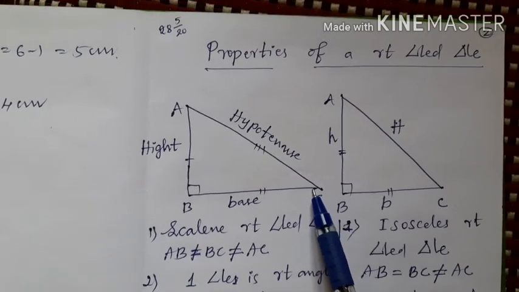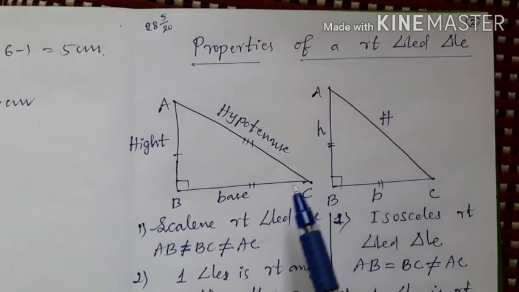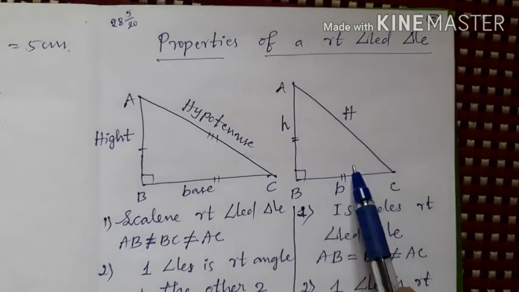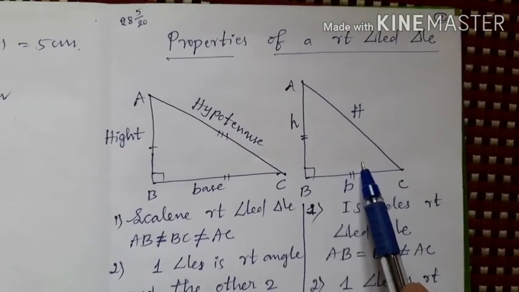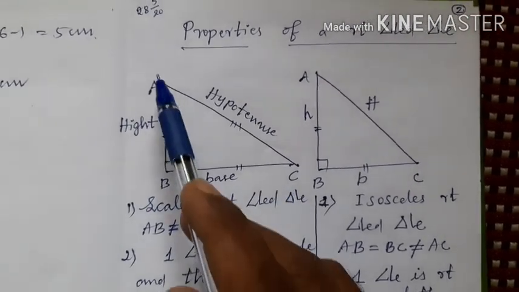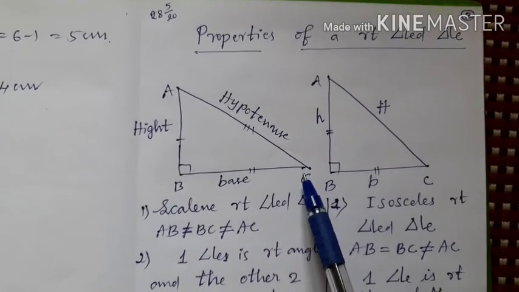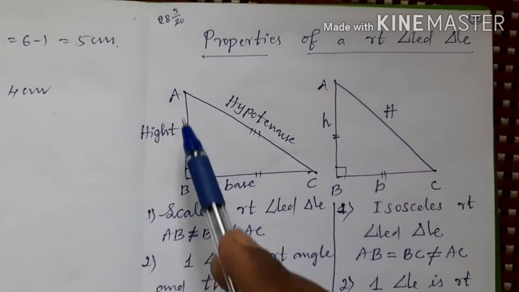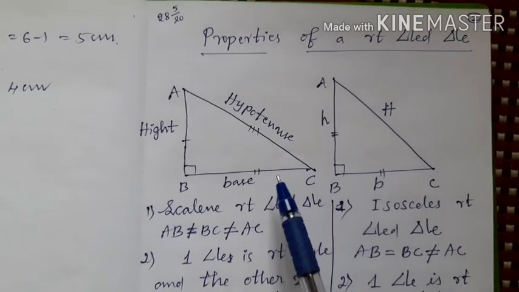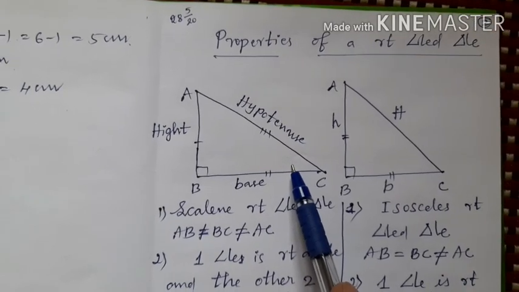There are two types of right angled triangles. They are the scalene right angled triangle and the isosceles right angled triangle. In a scalene right angled triangle, base, height and hypotenuse are not equal to each other, but one angle is 90 degrees and the other two angles are acute angles. All three sides are not equal and all three interior angles are also not equal here.